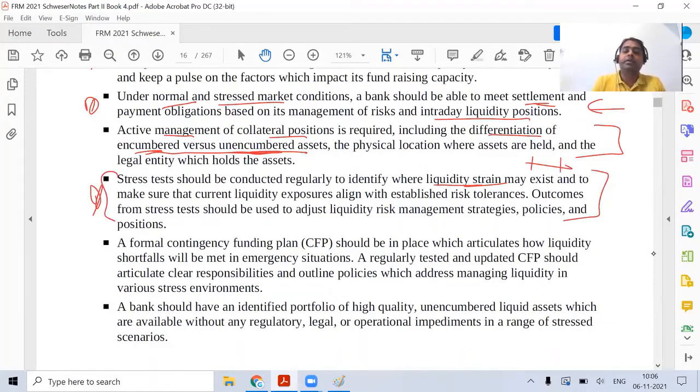So look at this entire paragraph. Mark it with a star also. I want everybody to read the paragraph along with me.